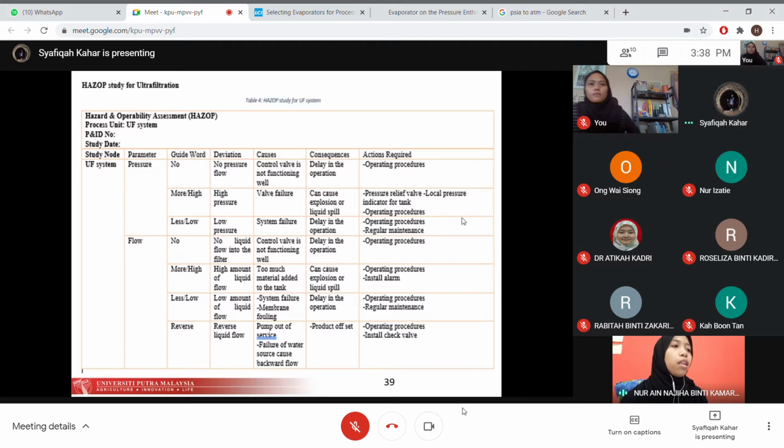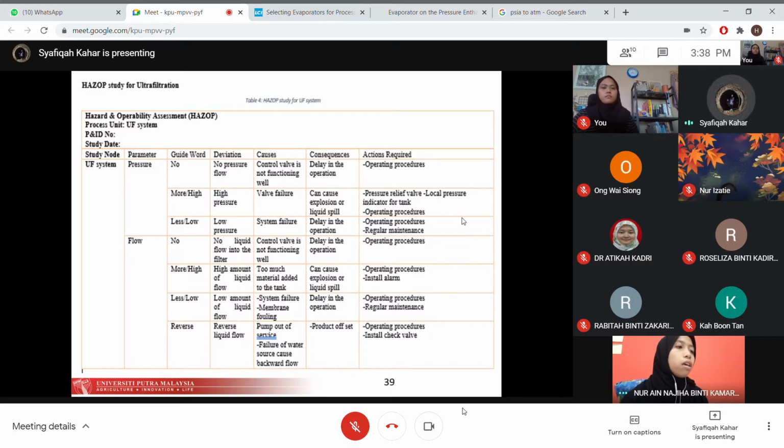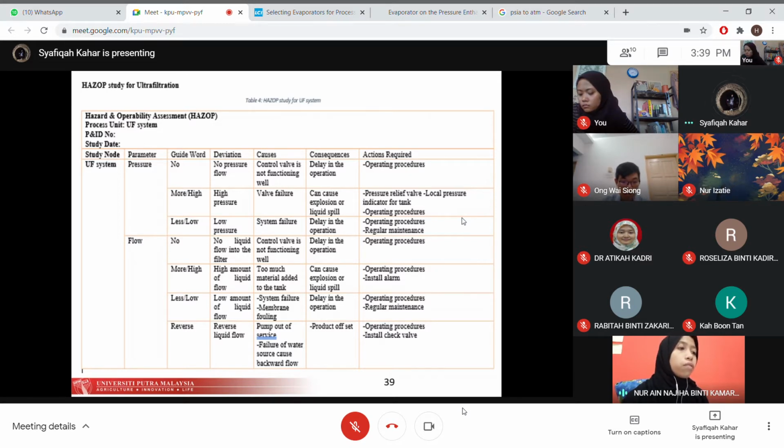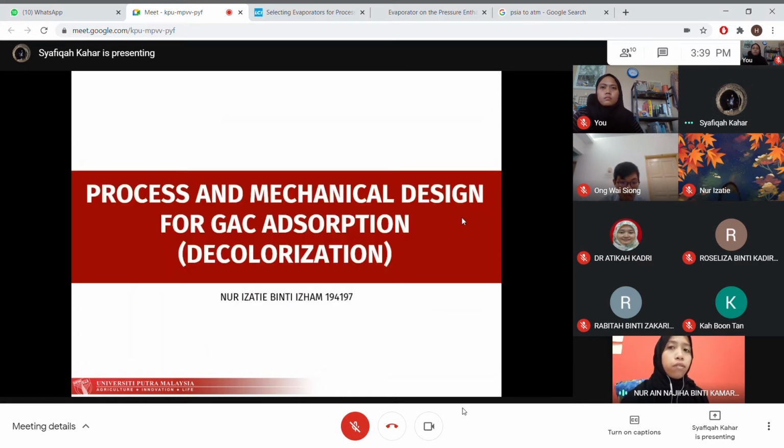Okay, and then for flow, if there is no flow, it may be because the control valve is not functioning well, and it can delay the operation. If there is high flow, too much material added to the tank can cause explosion or liquid spill. If there is low flow, maybe because of membrane fouling, then it delays the operation. If there is reverse flow, pump out of service or failure of the water source causes backward flow, and it can cause product offset. So we also need to install alarms, maintain regularly, and recheck our operating procedure. Okay, that's it from me. Thank you.